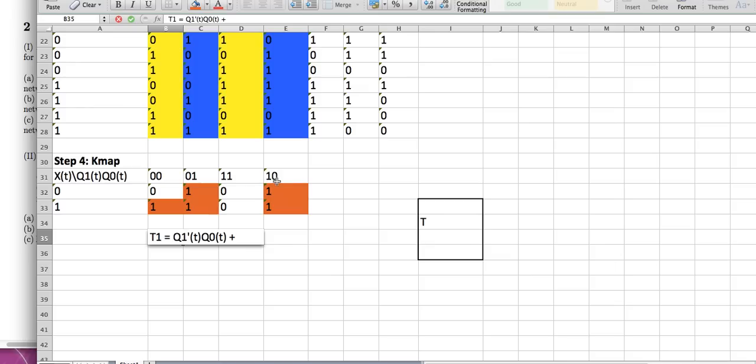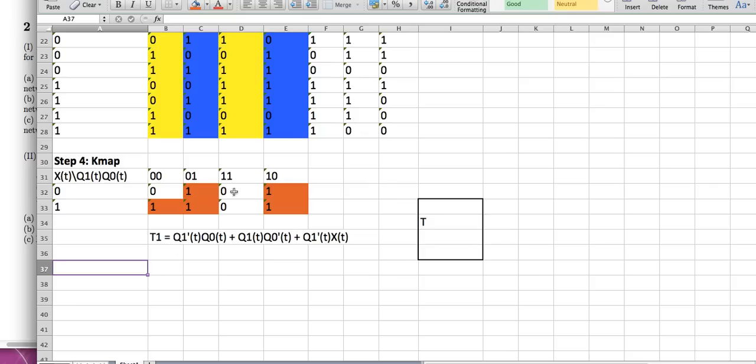So this one is going to be Q1 of T and with Q0 not of T, since this is a 0. Okay. Now let's look at this circle right here. They agree on Q1, not, and they don't agree on Q0. Since this is 0, this is 1. They agree on X being 1, so this is going to be X of T. So now we have the function of T1 in terms of Q1, Q0, and X.